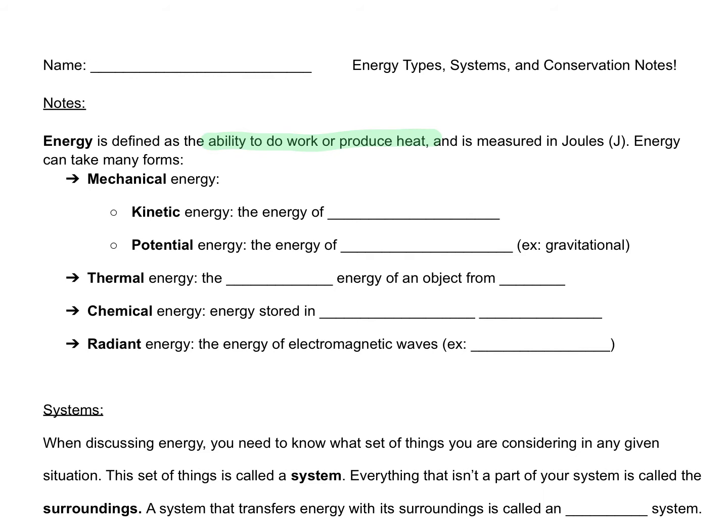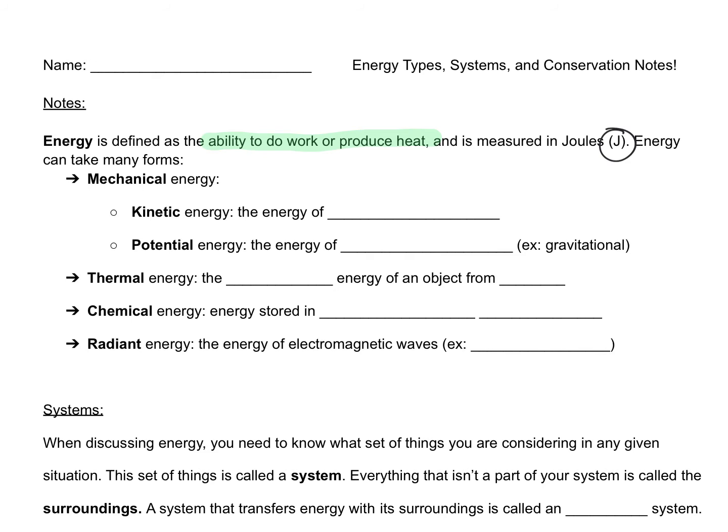So doing work is basically getting objects moving, and producing heat is also getting objects moving, but on a molecular level. So when we produce heat, the heat is molecules moving quickly inside an object, so it's still making things move. And there's different types of energy, and they're all measured in the unit joules, which we represent as a capital J. So the big forms that we're looking at here, and there are others and subcategories of these, but there's 4 big ones that we're looking at.